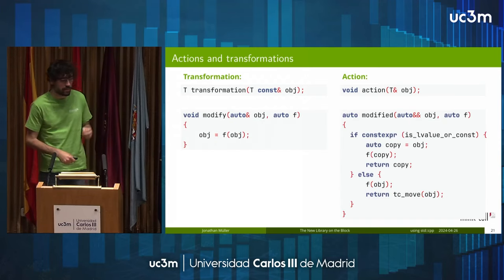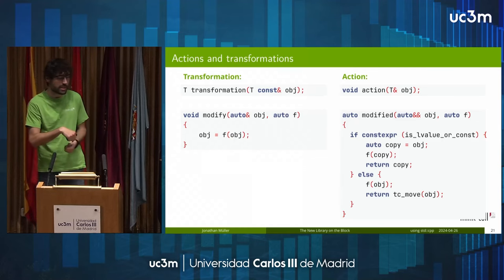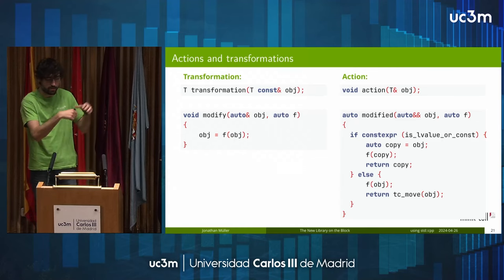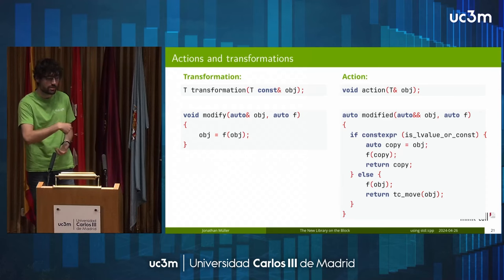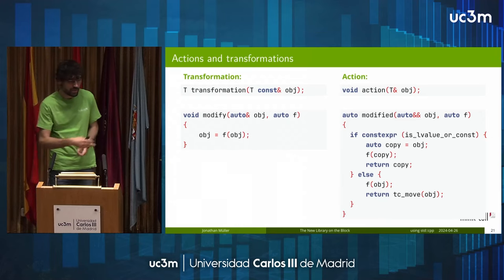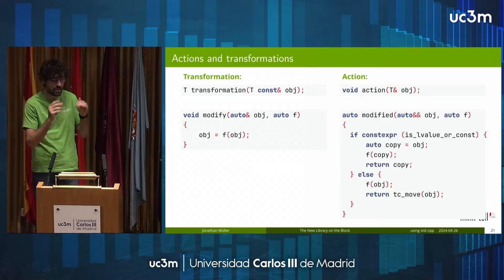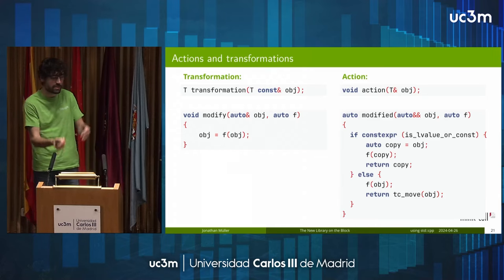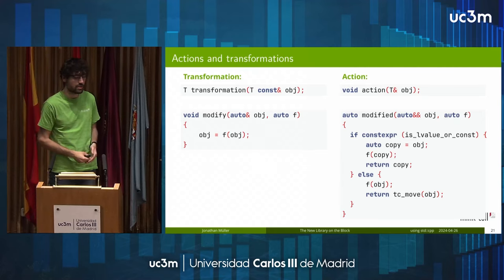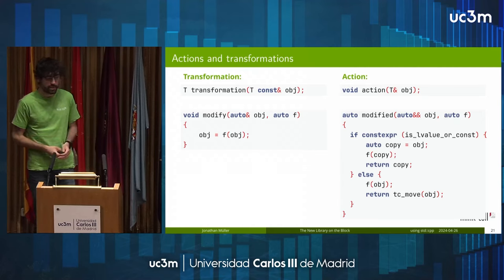So modify takes a transformation and turns it into an action by just taking the reference and then modifying it in place. And modified takes an action and returns a transformation, by returning a transformed version. And we can do an optimization here. If you're giving an rvalue reference, we can modify it in place since we don't care about the old value. Otherwise, we create a copy, modify the copy in place, and return it. So it doesn't really matter which way you write it.